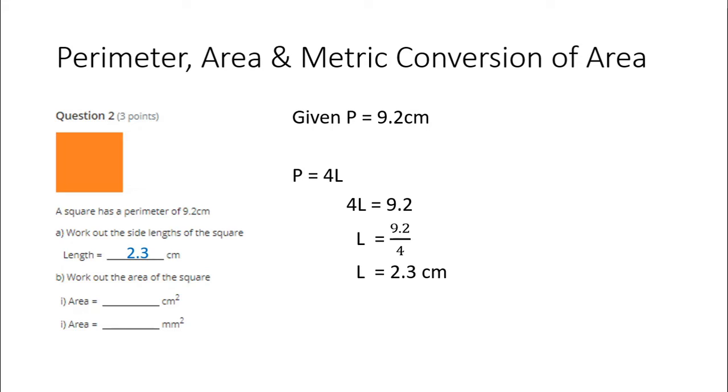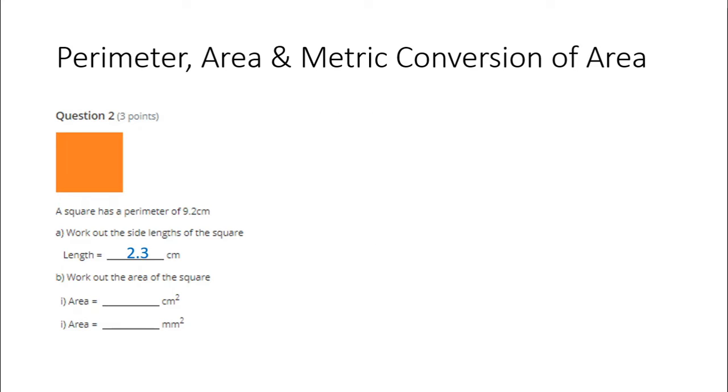To work out our area of this square in centimeters squared, we will use the length in centimeters, and we'll do length times width. Now, because this is a square, the width is the same as the length, so that's going to be 2.3 times 2.3, which gives us an area of 5.29 centimeters squared.